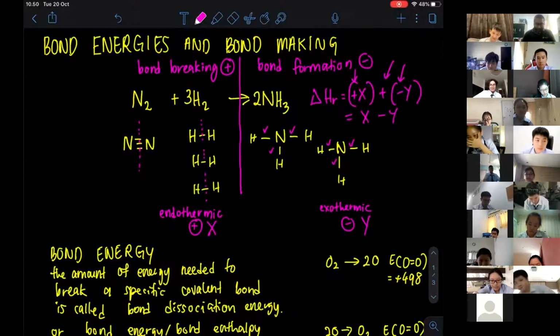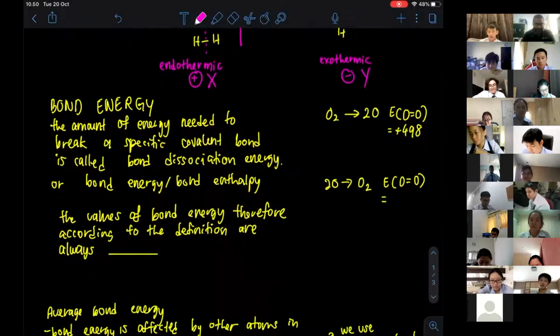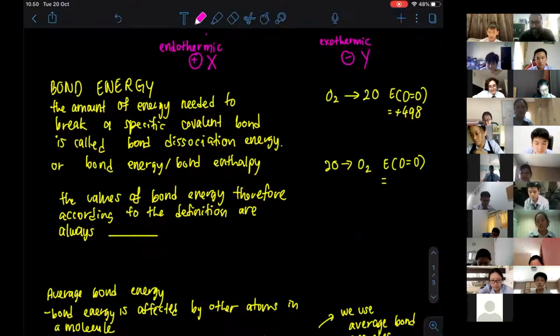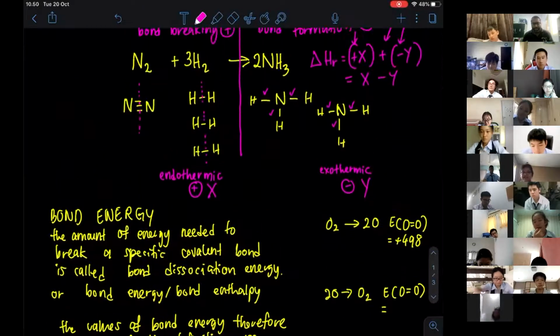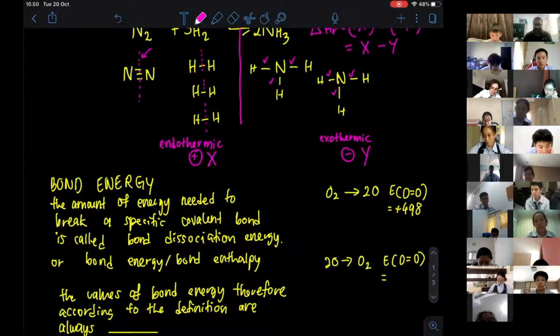Okay. For the next one, if you look over here, I have written for you the bond energy. Bond energy means, in order to break the bonds, like the nitrogen, you need to actually break the bond. You need to supply the energy. The energy that is required to break the bond is known as bond energy. So you can see it here.